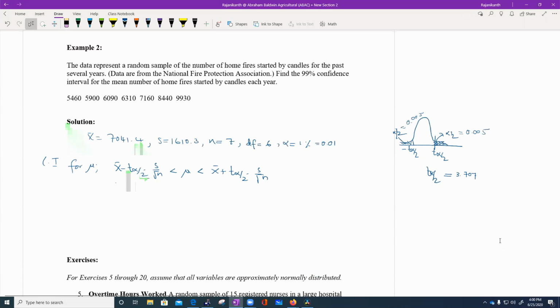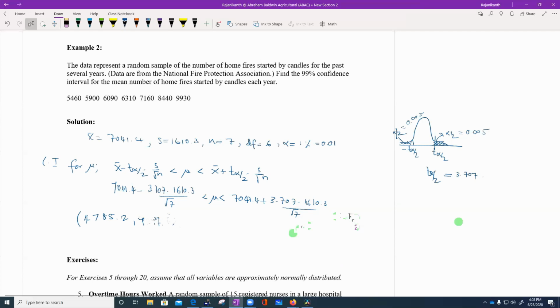I know now t alpha over 2, so plugging everything in, you will get the interval. Therefore, my interval is 7041.4 minus 3.707 times s, which is 6010.3, all divided by square root of n, which is 7, less than mu, less than 7041.4 plus 3.707 times 6010.3 over square root 7. Now take your calculator and simplify these two. If you do it correctly, you should get 4785.2 and 9297.6.